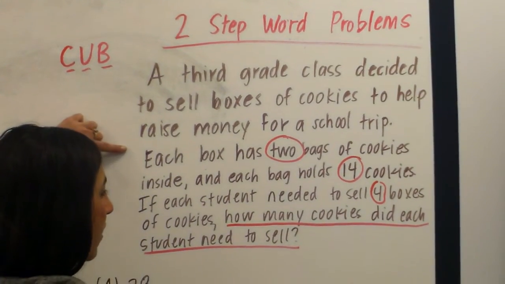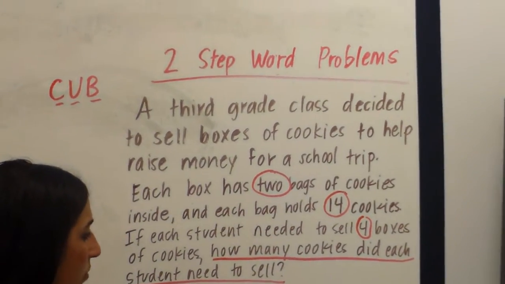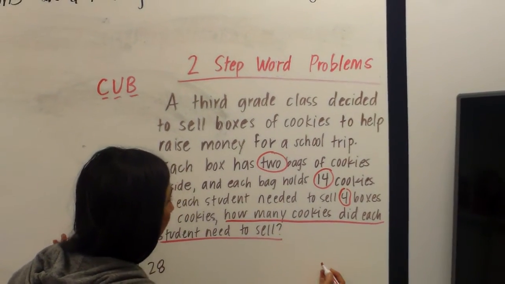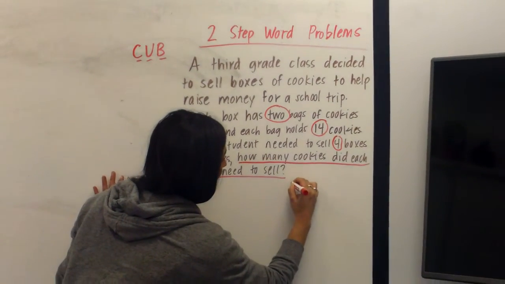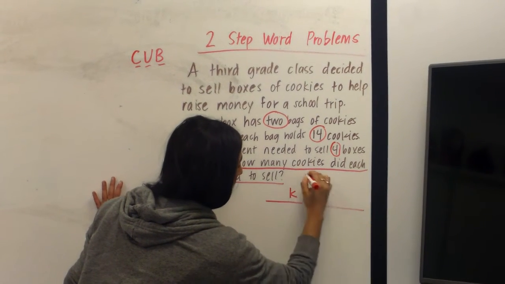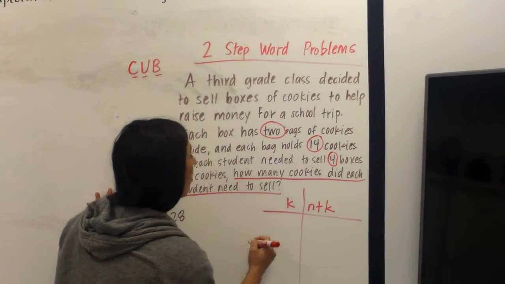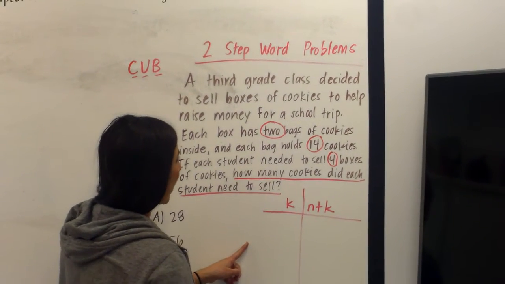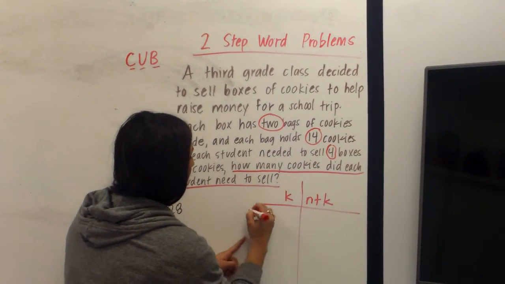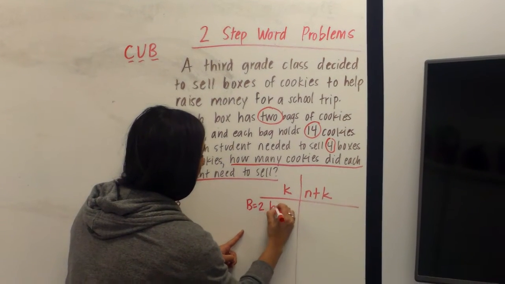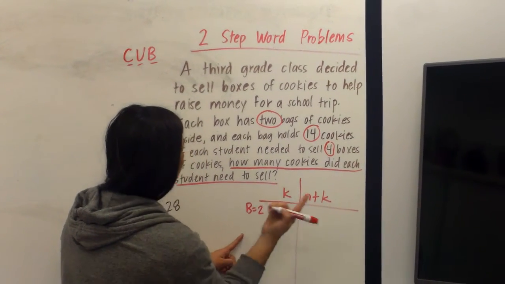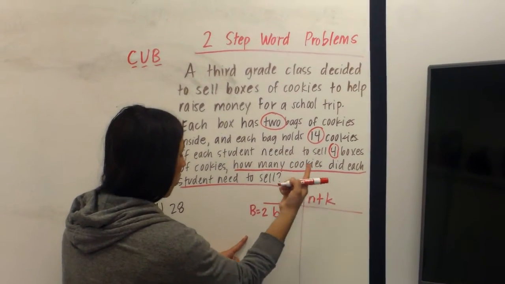Well, wait, there's a lot of information in this problem, so I'm going to make a key. In my key, I write down information that I know, K is for know, and information that I need to know, NTK, or need to know. I know that each box has 2 bags of cookies, so I might write B equals 2 bags. I know that each bag holds 14 cookies.